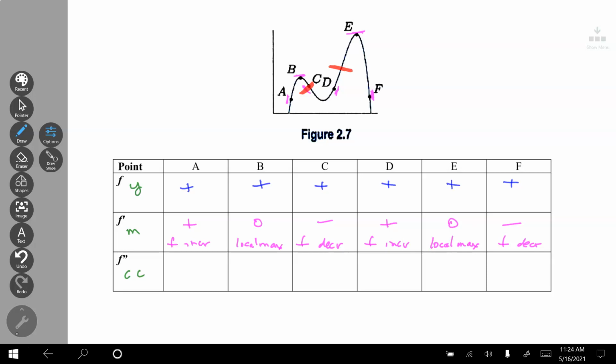So to me, A and B are the concave down part, curving down. C is in the middle, D is concave up, and E and F are concave down. So A and B would be both negative. C would be 0. That's my inflection point. D would be concave up. E and F would be concave down.